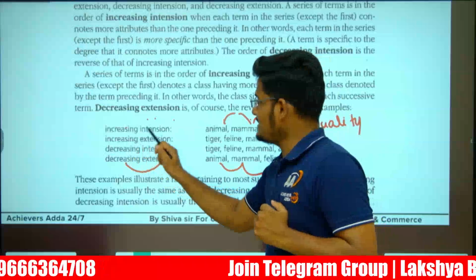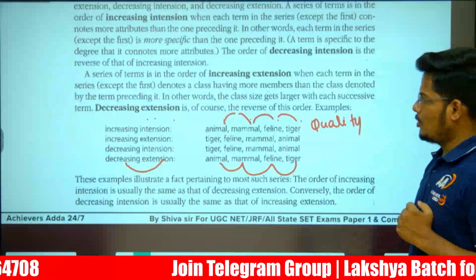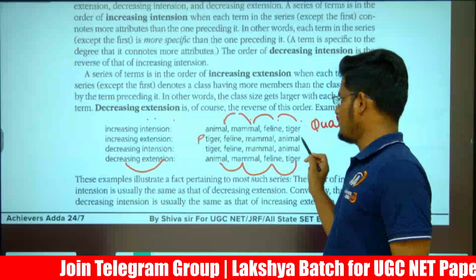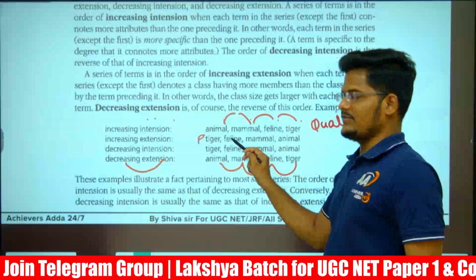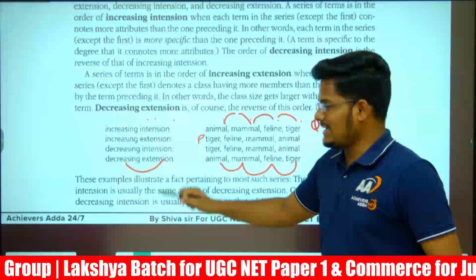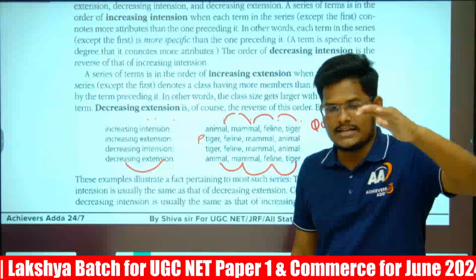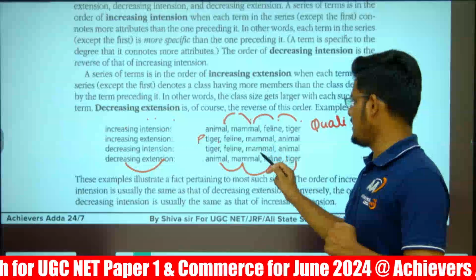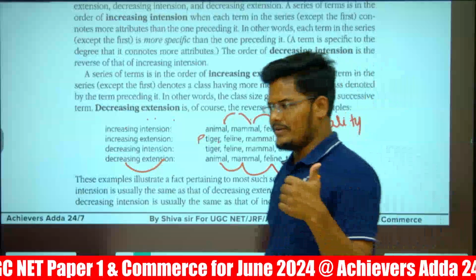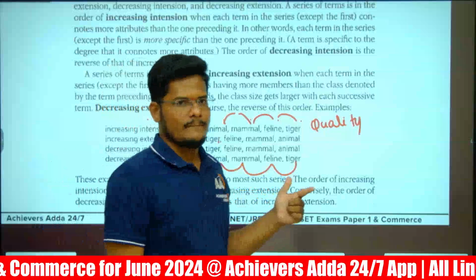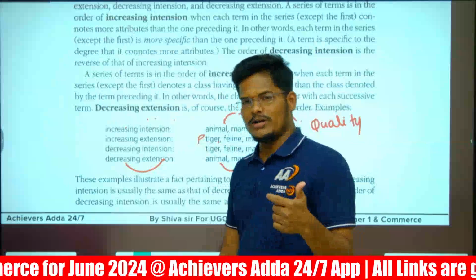Whereas increasing extension means part to whole, which is the inductive approach. Tiger is part of the feline, feline is part of the mammal, mammal is part of the animal. So increasing extension or decreasing intension, both are the same. Tiger, feline, mammal, animal. Now is it more clear?